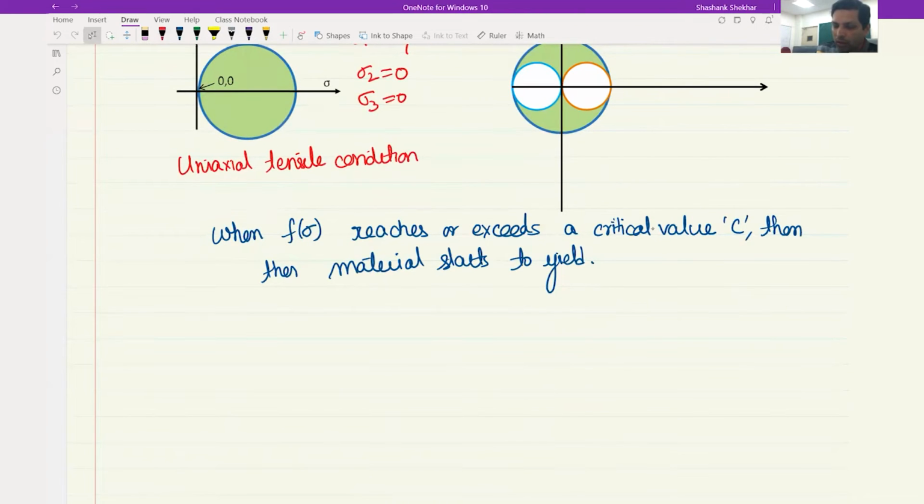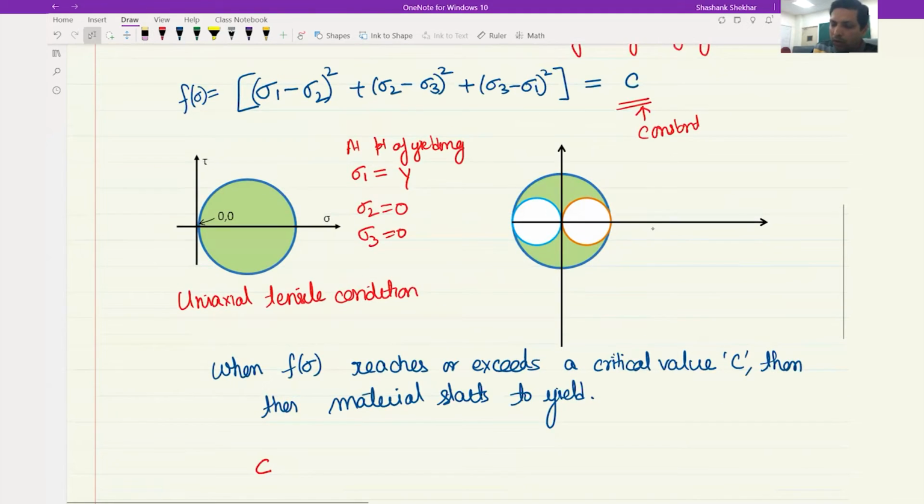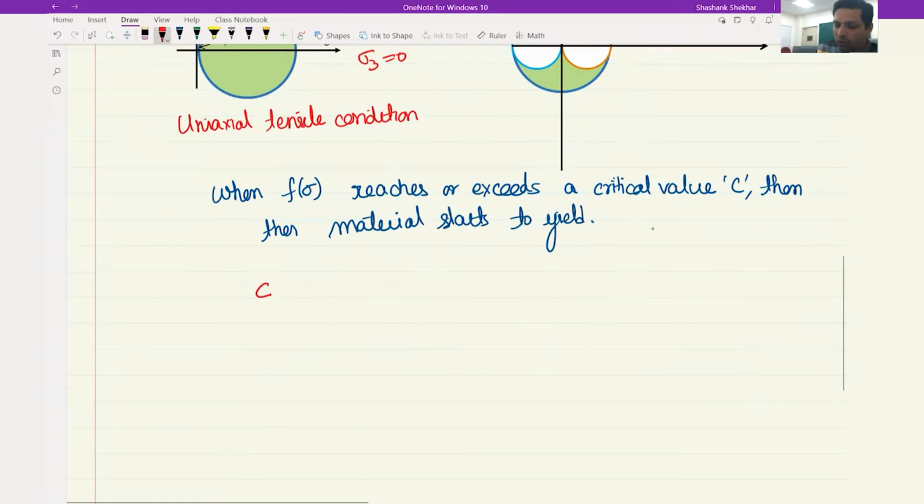If you put it all together, you will see that all other terms go to 0, and only sigma 1 remains non-zero, and it is Y. So this is Y square plus Y square. So it is 2Y square is equal to C, and therefore the constant is equal to 2Y square.